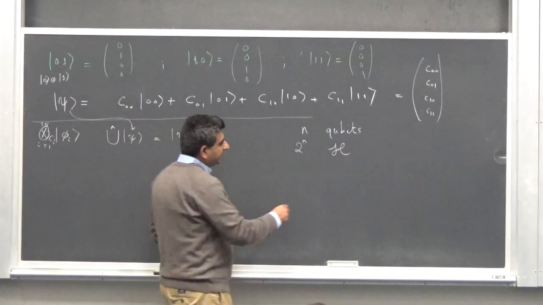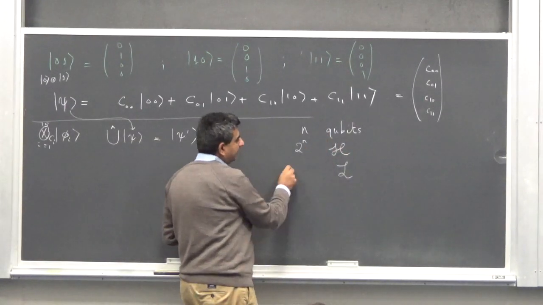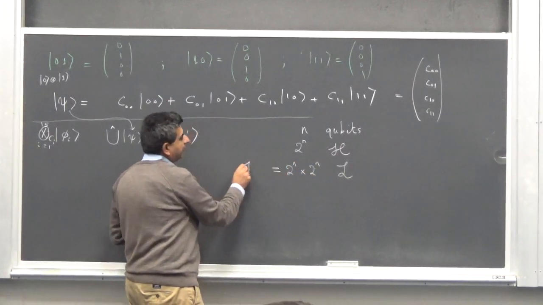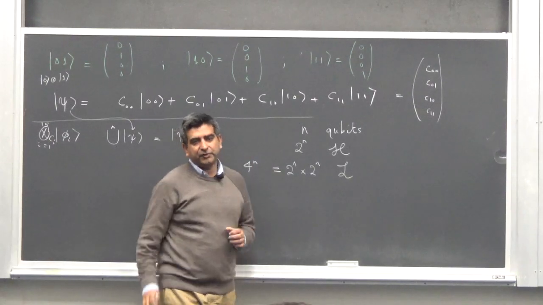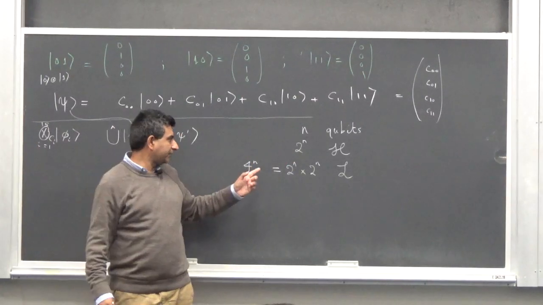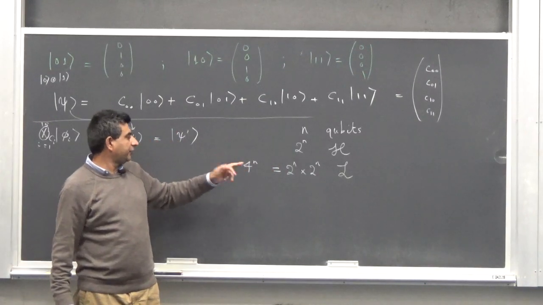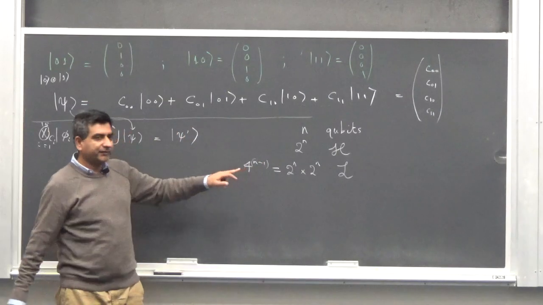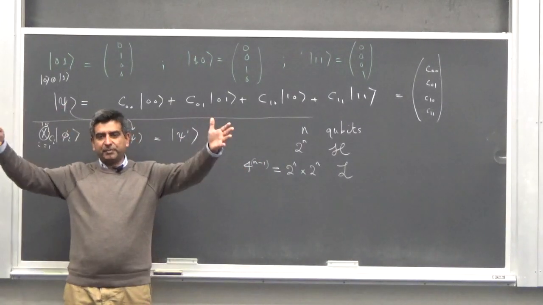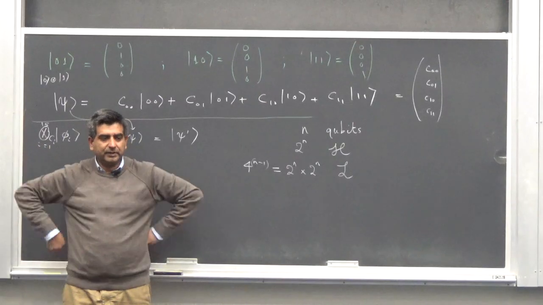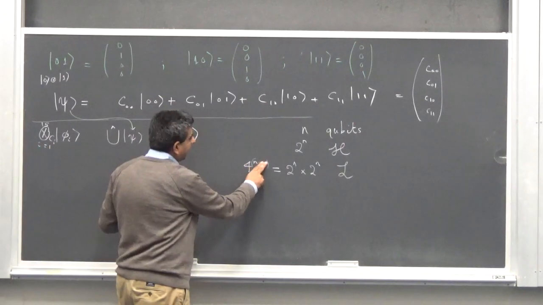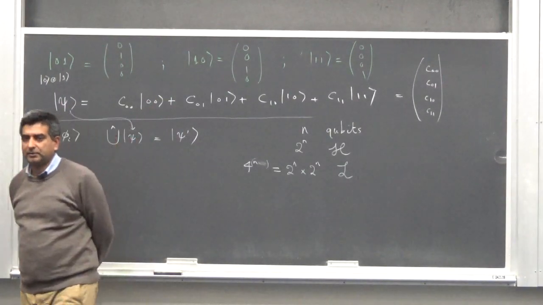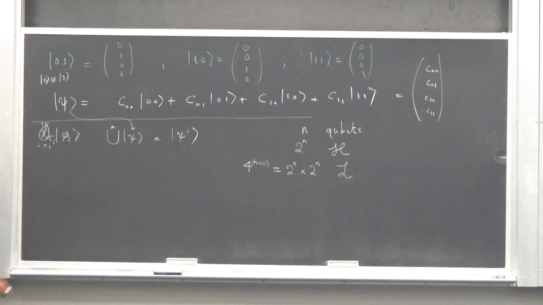And the size of the matrices, or the size of the Liouville space, is 2 raised power n multiplied by 2 raised power n, which is really 4 raised power n. So you need bigger and bigger matrices. So for 2 qubits, you need a 4 by 4 matrix, with 16 elements in it. Alright? Now let's look at some examples.